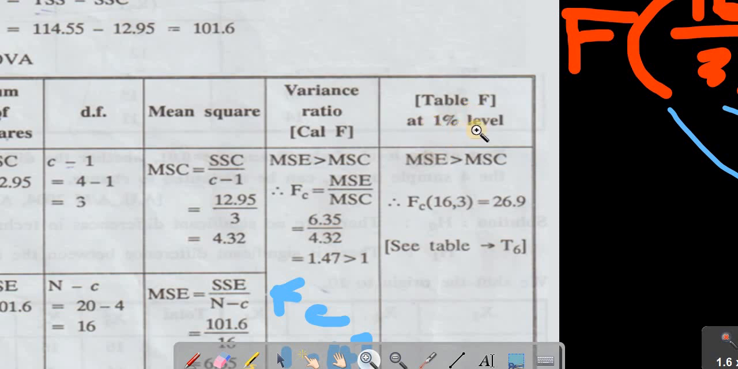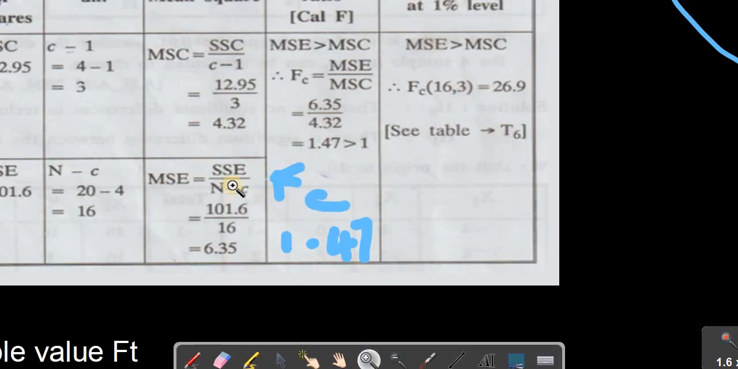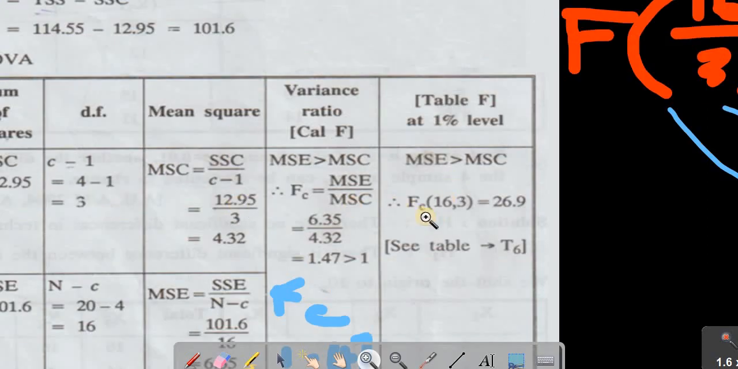So if you take the 1% level, note that the numerator here is MSE. Its degrees of freedom we have to write first. So MSE is in the numerator, its degrees of freedom is 16. So F of 16. The denominator is MSC, its degrees of freedom is 3. That you have to write here.